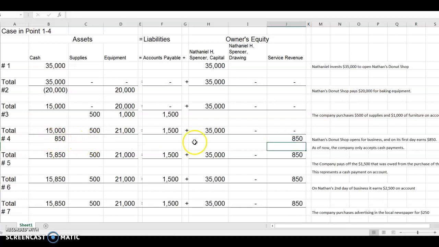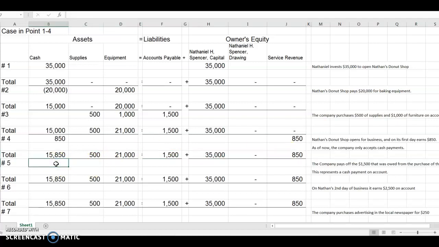So again, double check that transaction. Do we balance? Total assets equal total liabilities and owner's equity in that transaction. And then does our accounting equation balance? So total assets equal $37,350. Total liabilities and owner's equity equals $37,350.